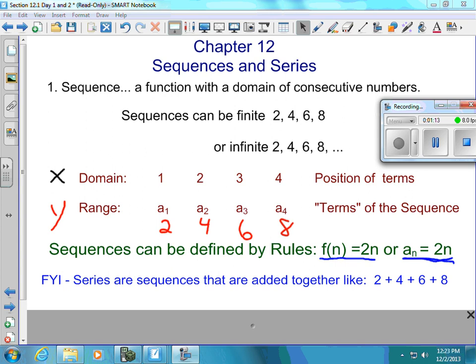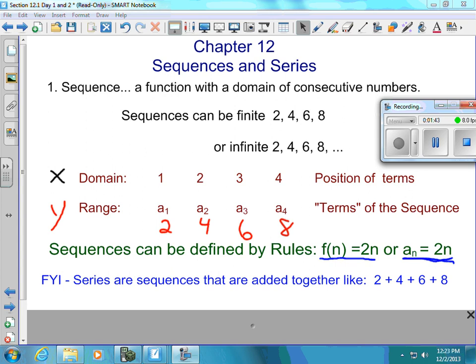Okay, the domain is the position of the terms. First term, second term, third term, fourth term. The range is the actual terms, or what you see in the pattern. So the first term, its domain is 1, but the output is 2, or the first term is 2, the second term is 4. That's what a sub 2 means. The a sub 3 is 6, the third term, which is 6. A sub 4, that's the fourth term, which is 8.